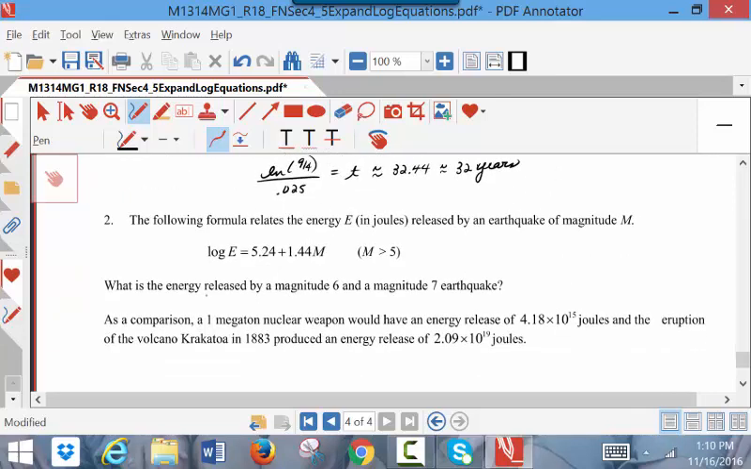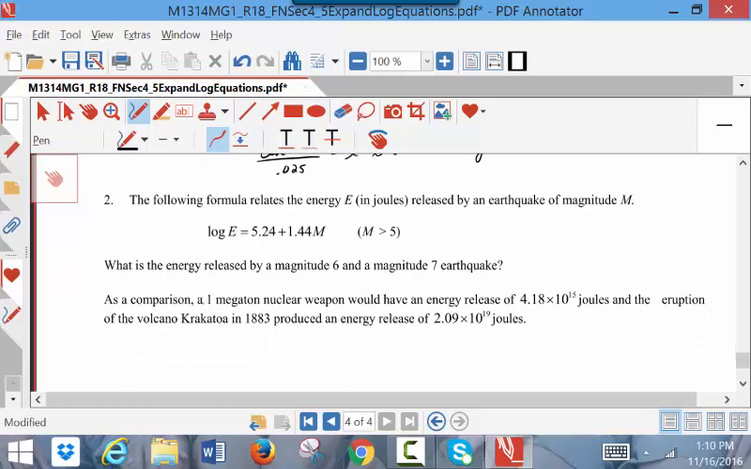What is this one? Oh boy, okay. The following formula relates the energy in joules released by an earthquake of magnitude m. So earthquakes use logarithms. When you have an earthquake of magnitude 4, 4 is not a big number, right? But that's because they're using logarithms to make the number smaller, even though it's a huge magnitude. What is the energy released by a magnitude 6 and a magnitude 7 earthquake?